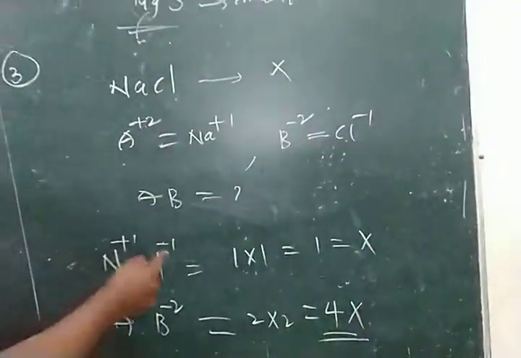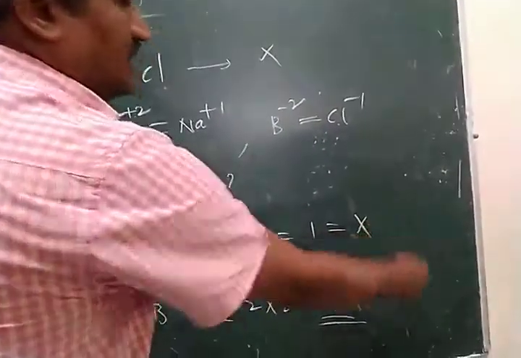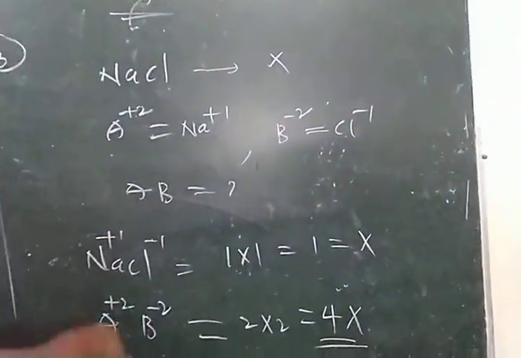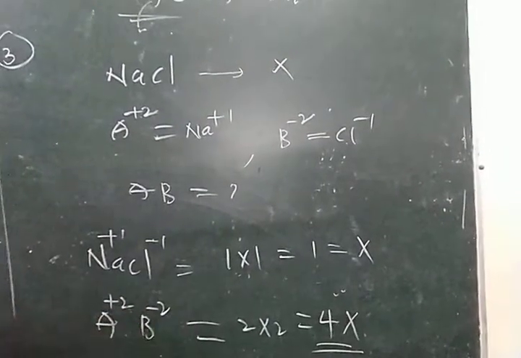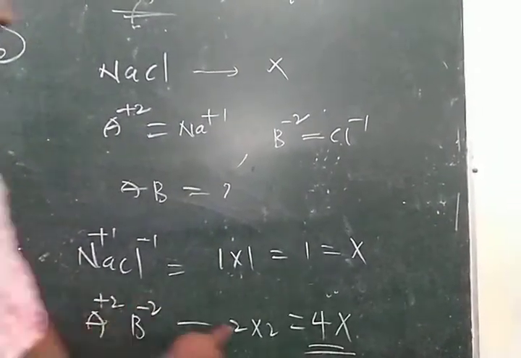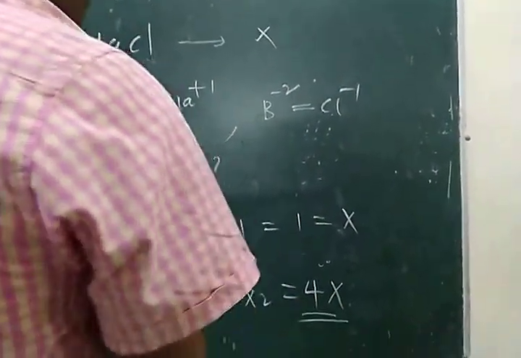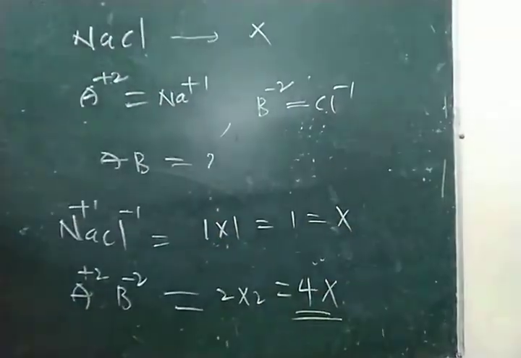In the case of NaCl, 1 into 1 equals 1, and the given value is x. But in the case of AB, A charge is plus 2, B charge is minus 2. So multiply the charges, 2 into 2 equals 4. So the lattice energy of AB is 4 times that of NaCl.